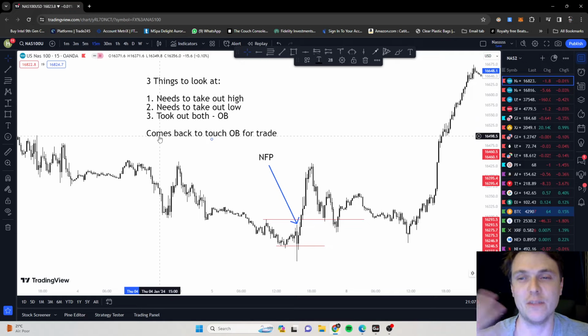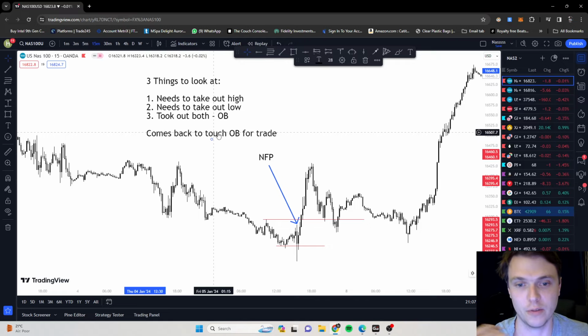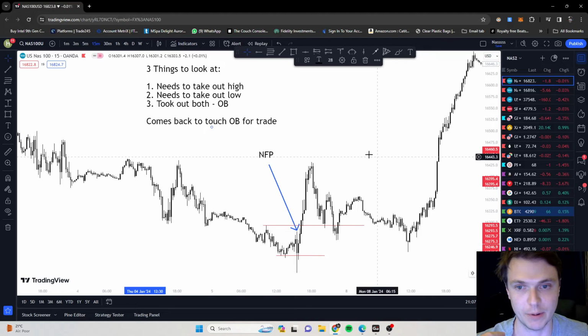And then obviously the fourth thing, but it's not really a fourth thing, is it comes back to touch an order block for a trade. That's the less risky one, okay? So this is the less risky one.